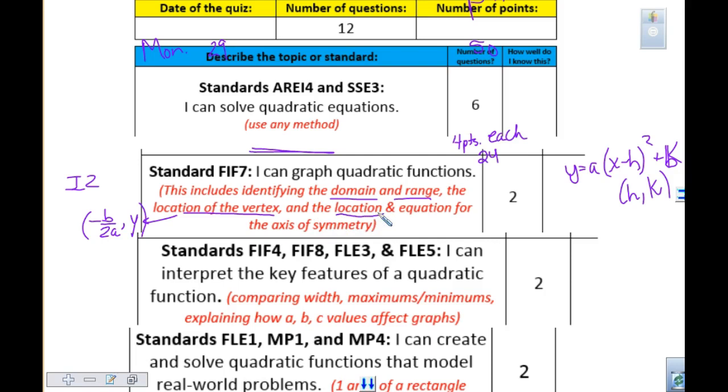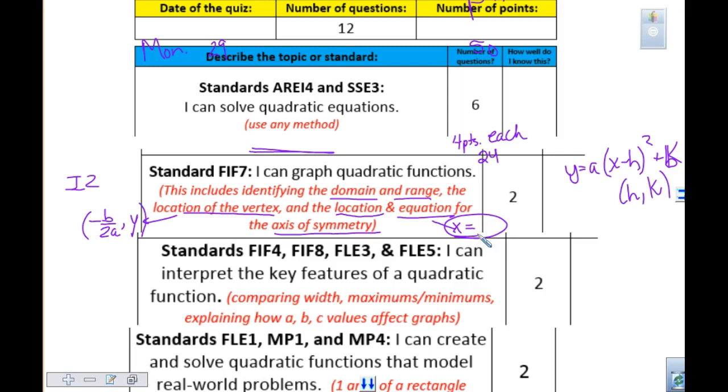So knowing the location, where the vertex is, you need to tell me the equation for the axis of symmetry. The equation for the axis of symmetry has to always be x equals. What does it always equal? It equals the x coordinate of your vertex. So you want to make sure you know how to find that vertex, right? If it's either here, or if it's over here using the negative b over 2a, because x equals.